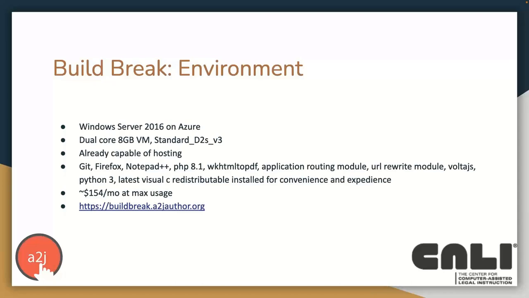Microsoft quotes this as costing about $154 a month max usage. But this was chosen for the expedience of the demo. It's not necessarily minimal requirements. A nice beefy 8 gigabyte VM will compile stuff pretty quickly. You're not going to get any of that slowdown. So you can probably go cheaper depending on the profile of your use case. If you want to follow along, you can go to https buildbreak.hjauthor.org. That's the base URL for this actual box.